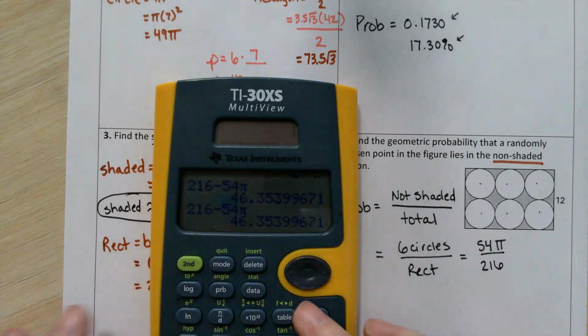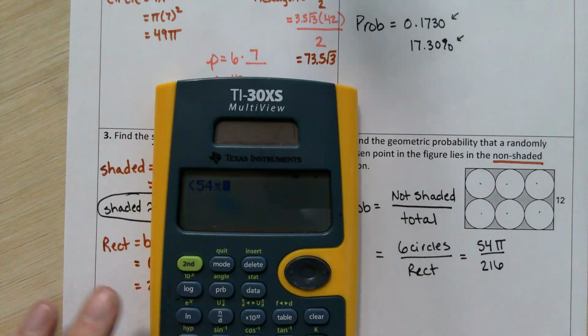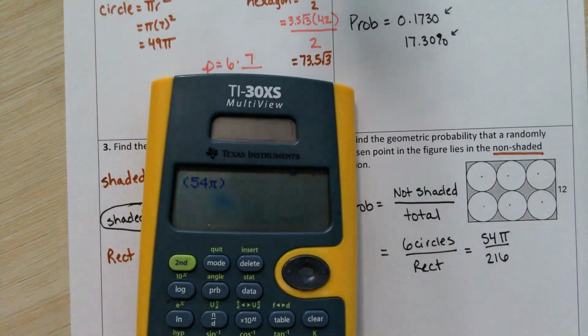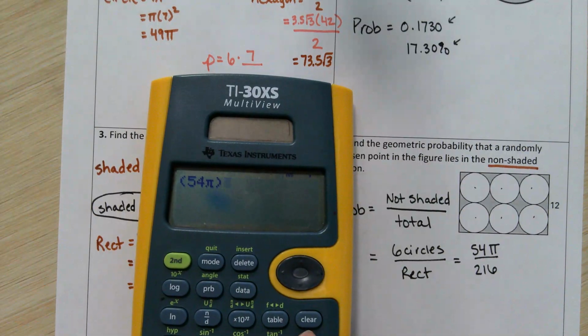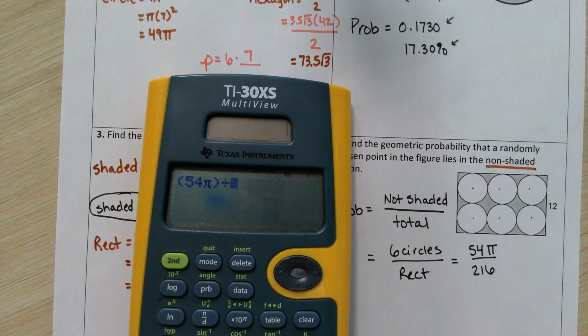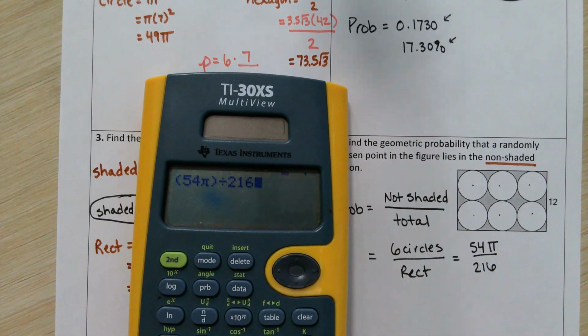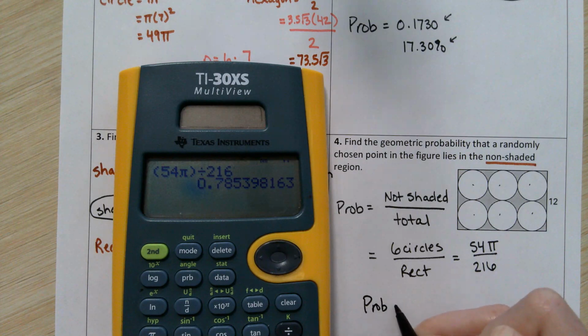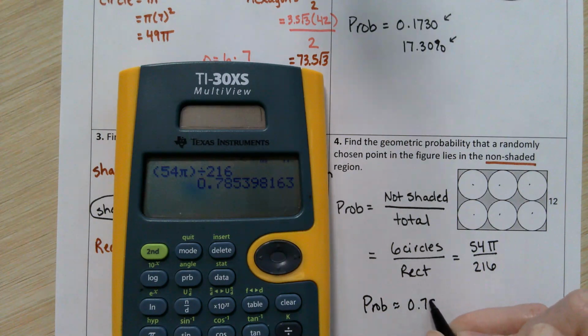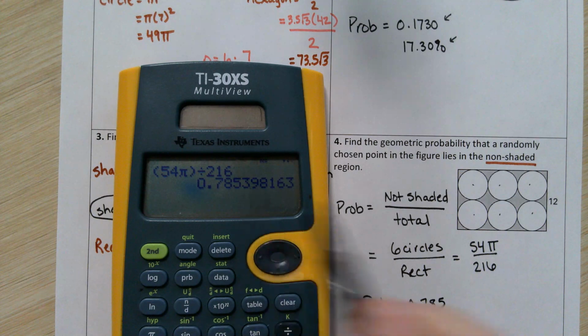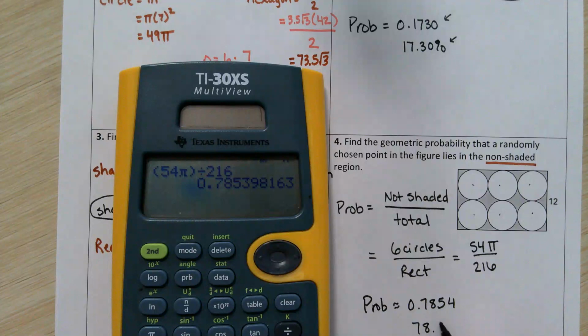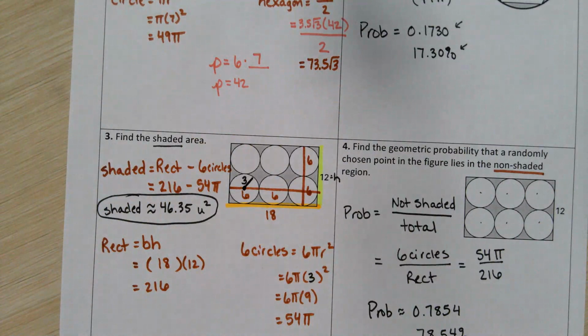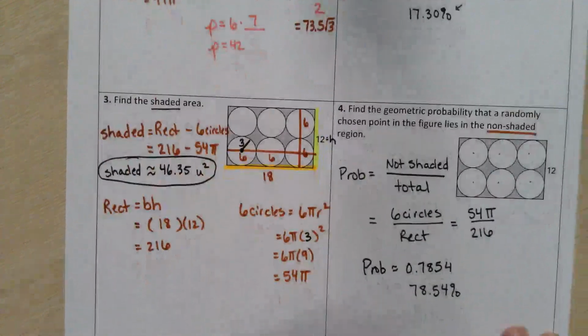So all we need to do is take that 54 pi. Since that's the numerator, you can choose to put it in parentheses or not. It'll work either way. It's only when it's in the denominator that you have to be extra careful with that. And we're going to divide that by 216 to find our probability. So probability is going to be close to 0.7854 if we round to 4 decimal places, or if we want to write it in percentage form, 78.54% for that chance. Oops, sorry, I ran off the bottom of the screen there a little bit.